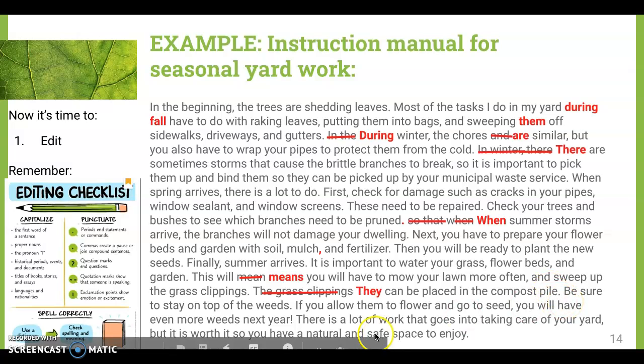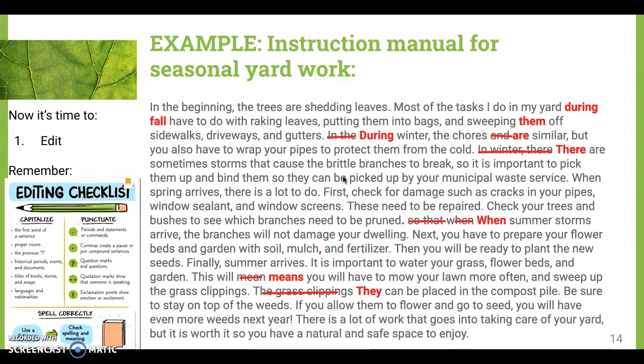Be sure to stay on top of the weeds. That means don't wait until you have flowering weeds that are going to seed. If you allow them to flower and go to seed, you will have even more weeds next year. There is a lot of work that goes into taking care of your yard, but it's worth it so you have a natural and safe space to enjoy.